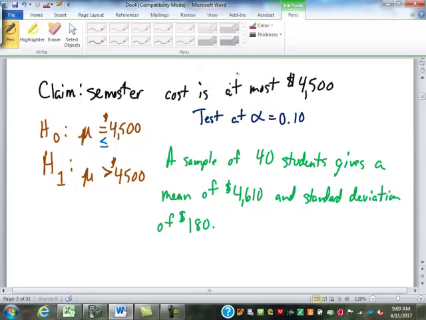First thing you'll notice here is I did not tell you the population standard deviation. This standard deviation here is from the sample. That means this is going to be a t-test. The previous example we were given the population standard deviation, so we could use a z-test. We would be using the normal distribution. We're using a t-test, that means we have to use that t-distribution.